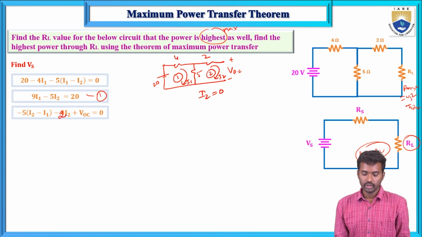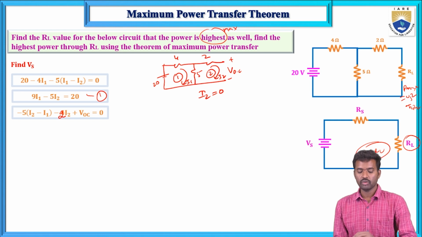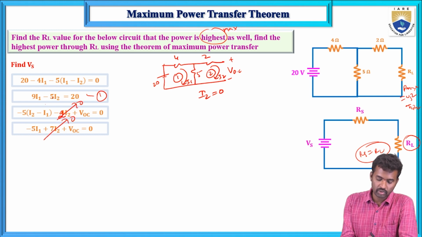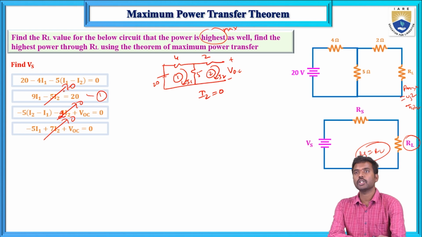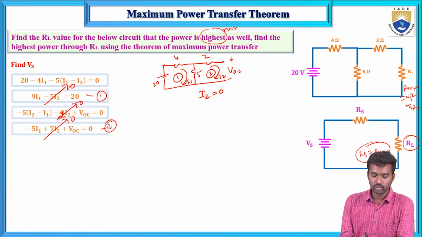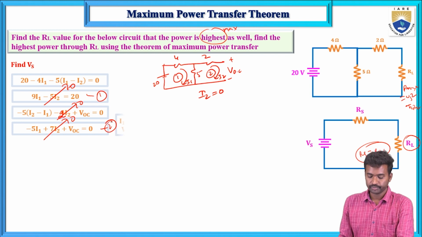The second equation: 5 into (I2 minus I1), and this is not 4, this is 2, 2I2 plus VOC equals 0. The simplified equation is minus 5I1 plus 7I2 plus VOC equals 0. Here I2 equals 0 because of the open circuit at the load terminals. Now solve these two equations, you will get I1 and VOC.